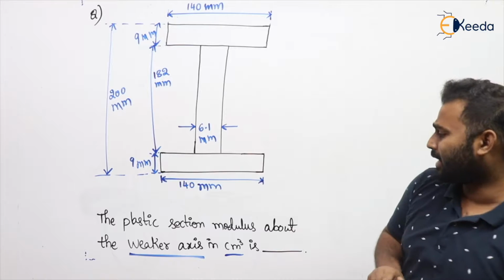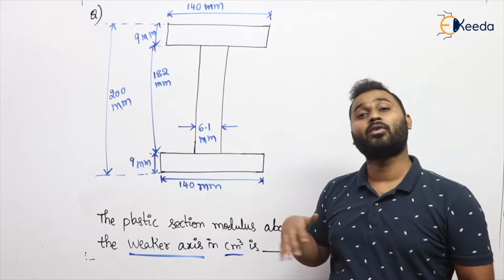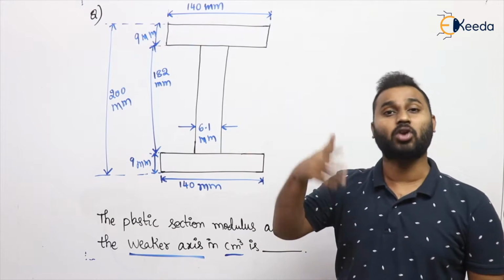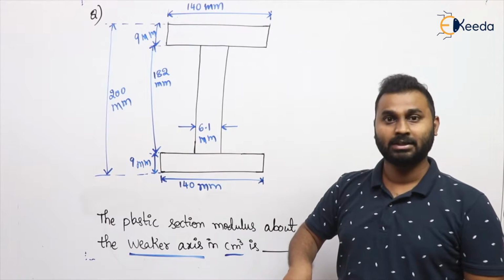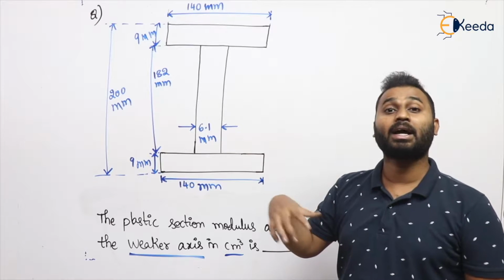So coming to the weaker and stronger. What is the concept of weaker and stronger? The axis along which the moment of inertia is more is called the major or stronger axis, and the axis along which the moment of inertia is less in comparison with the other axis is known as the weaker or minor axis.